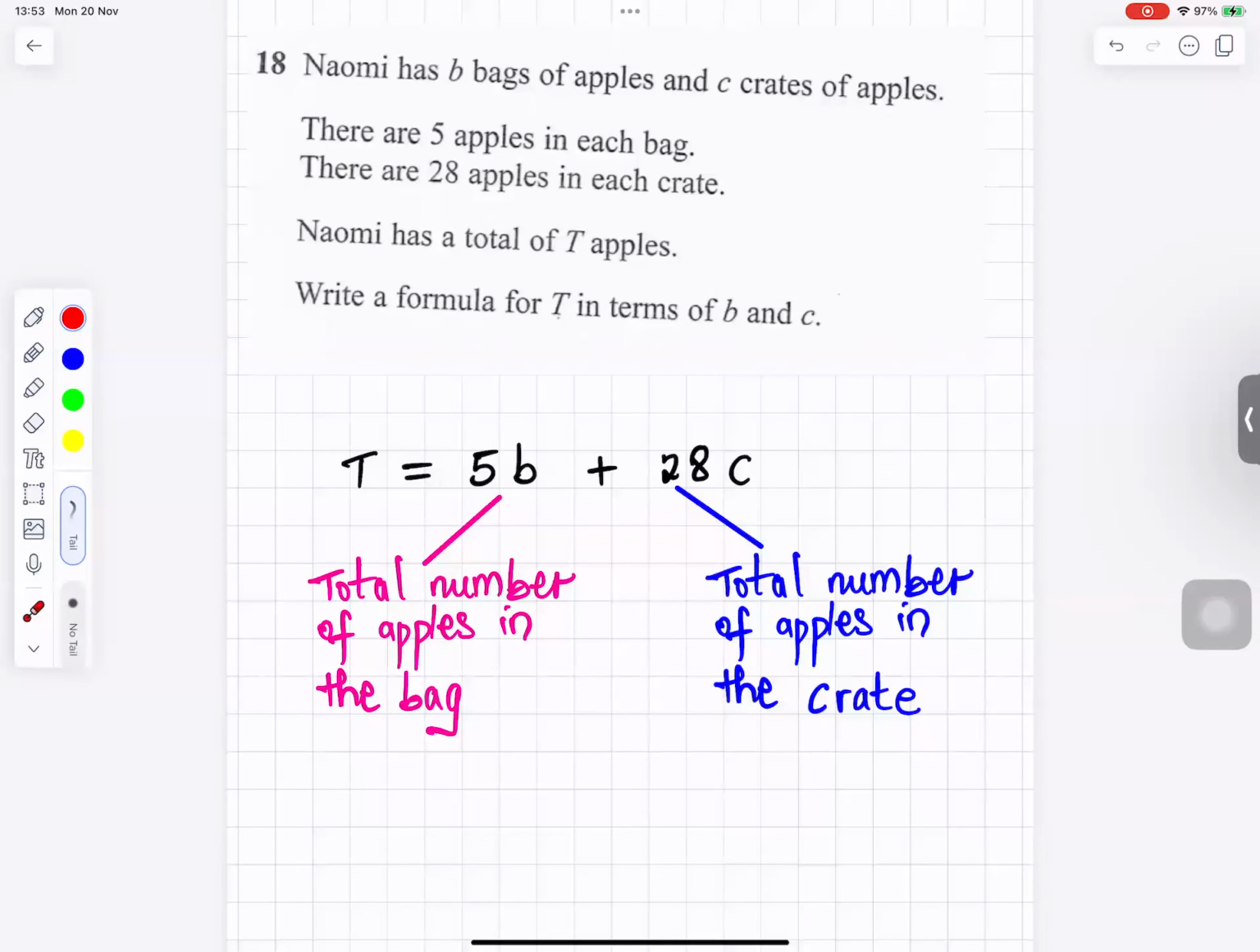For question 18, we want to find a formula for T. T is the total apples. There are 5 apples in each bag, and a bag is B. And then 28 apples in each crate, and the crate is C. So 5 times B plus 28 times C. That is the total number of apples in the bags plus the total number of apples in the crates.